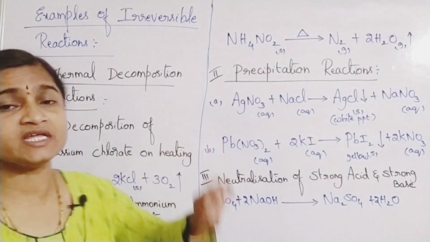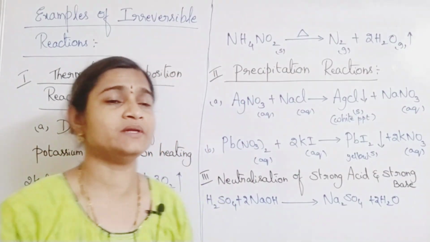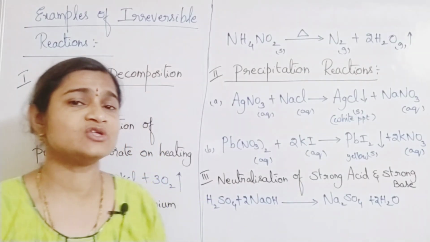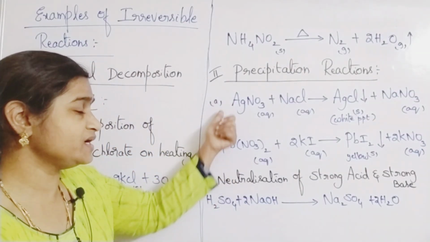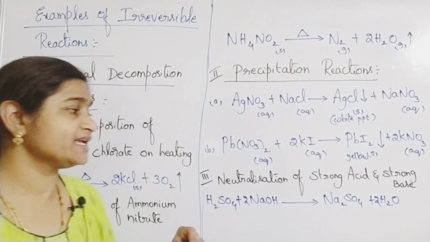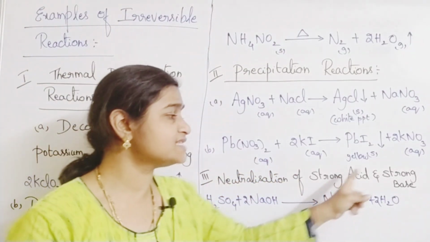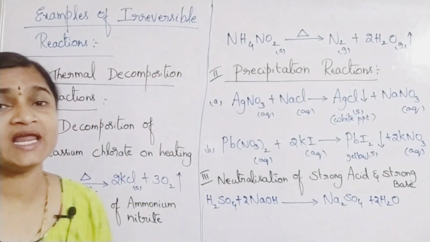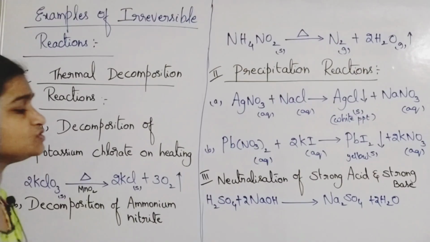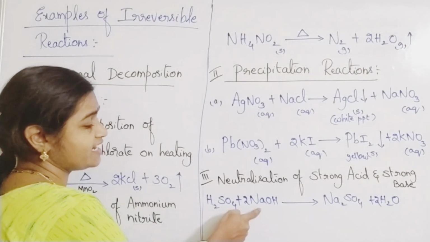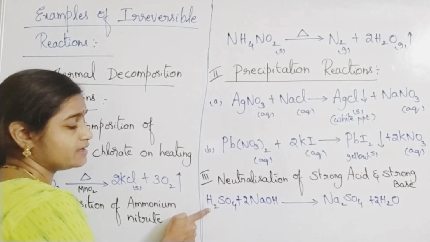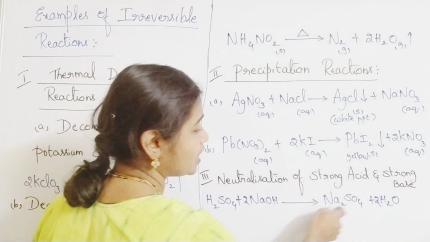So precipitation reactions also cannot be reversible. We are studying examples of irreversible reactions. So precipitation reactions are examples of irreversible reactions. Same like that, the third category is neutralization of strong acid and strong base. Neutralization of strong acid and strong base is also irreversible. So here I have taken the example of sulfuric acid and NaOH. Sulfuric acid and NaOH both are strong, and it gives rise to salt and water.